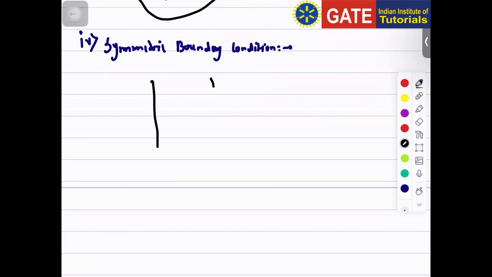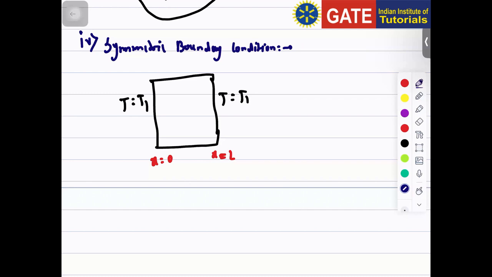So let's say we are having a slab. If temperature here is T equals T1 and here temperature is T equals T1, that is called the symmetrical boundary condition. So in symmetric boundary condition, what you will see? Let's say this is at x equals minus L, x equals minus L, x equals plus L.